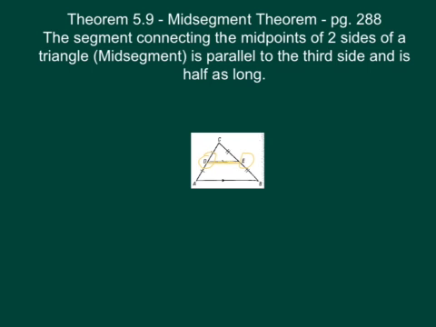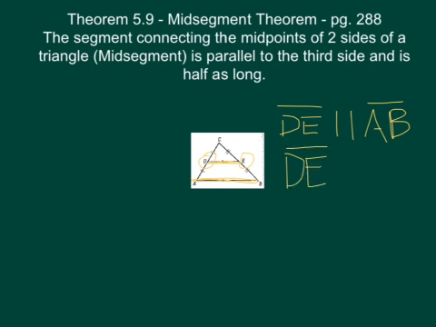and the line that connects those two is called the midsegment. Now what we know about that midsegment according to this theorem is that it's parallel to this third side over here. So DE is parallel to AB. And also what we know from this theorem is that DE is half as long as AB. So once you know that DE is a midsegment, then this theorem lets you know these two things about DE.